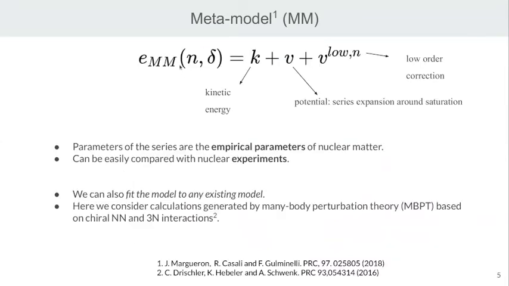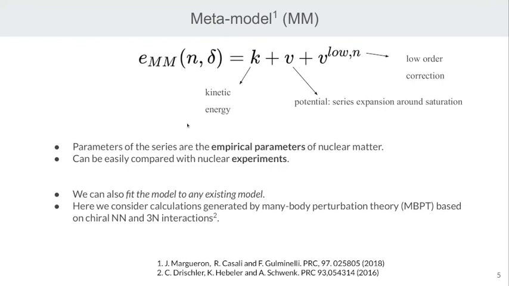So I'm using the Meta-model, which is an energy density functional with some terms. We have a kinetic energy term and a potential. This potential is a series expansion about saturation. In this model, we have no information about the force itself. We don't say that it is Skyrme or RMF. We use a semi-agnostic approach. And with just that, I cannot guarantee that at zero density the energy equals zero. So I have a correction for low density here.